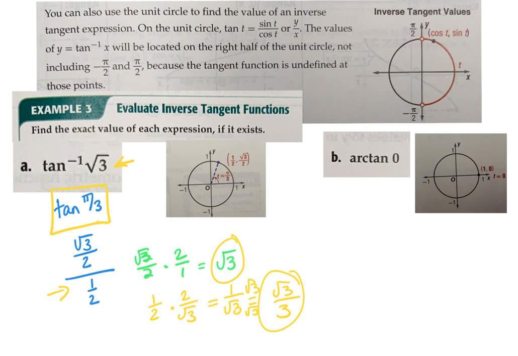So what about this guy? Arctangent of 0. That's telling me where my numerator is 0 and my denominator is 1. So where's my y 0 and my x 1? My y is 0 and my x is 1.